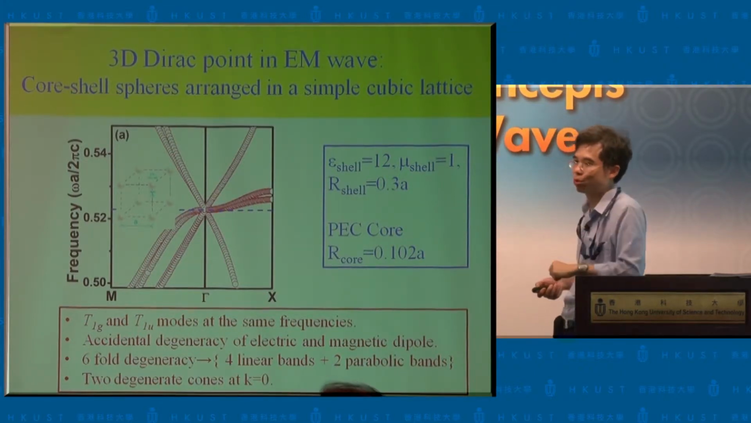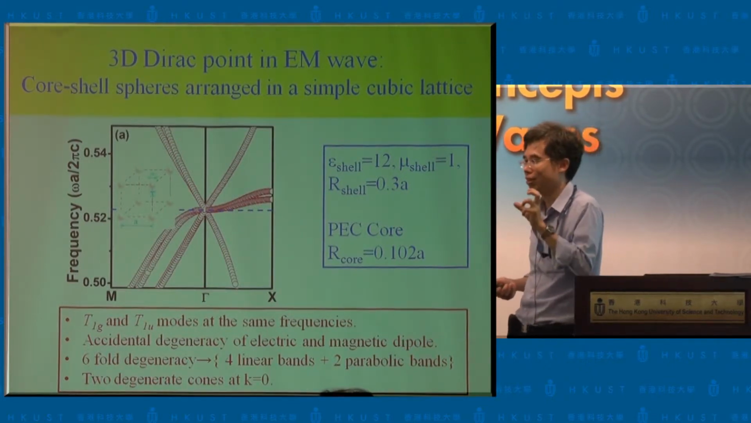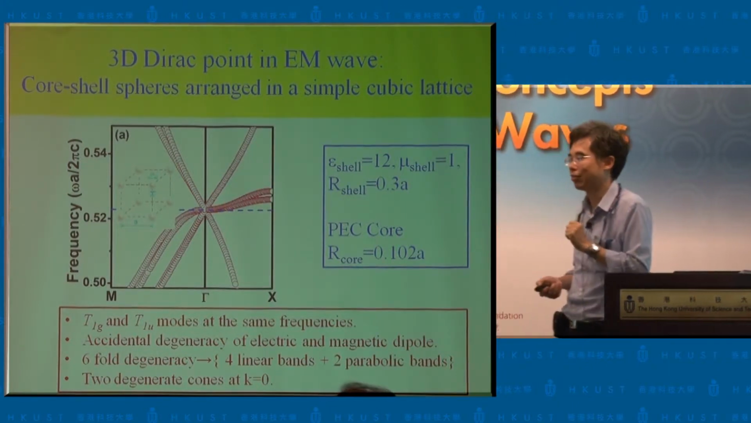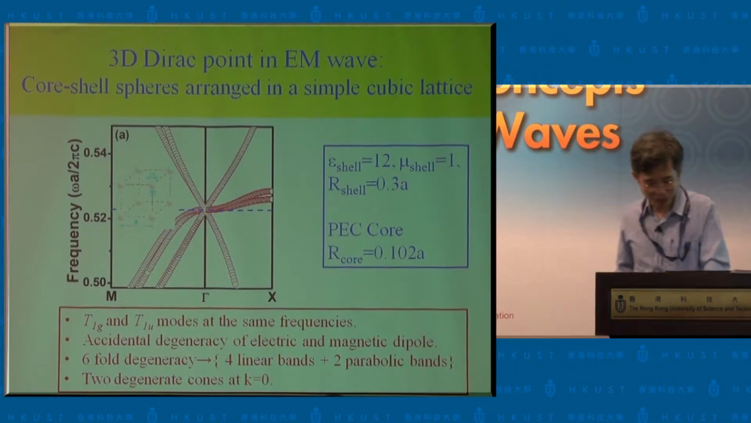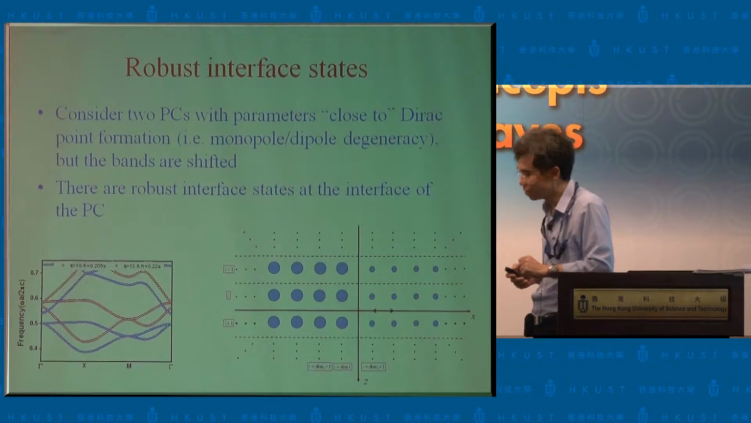In fact, it can be proved mathematically that if you happen to have degeneracy of electric and magnetic dipoles, then you can have a 3D Dirac Cone. But because my time is up, I won't go into details, and I just want to show you one extra slide, which is very interesting.